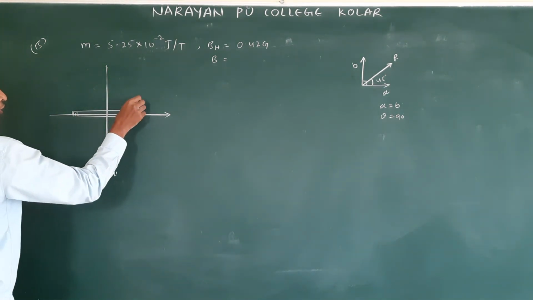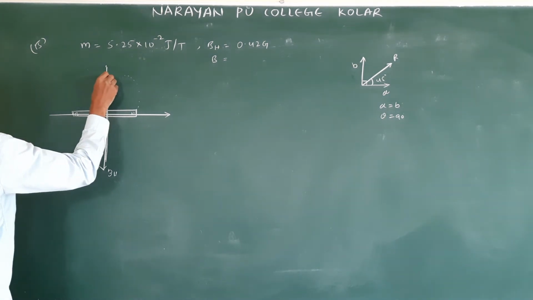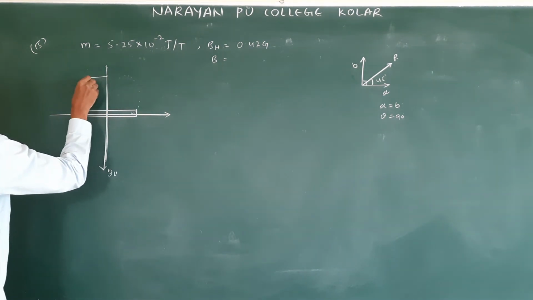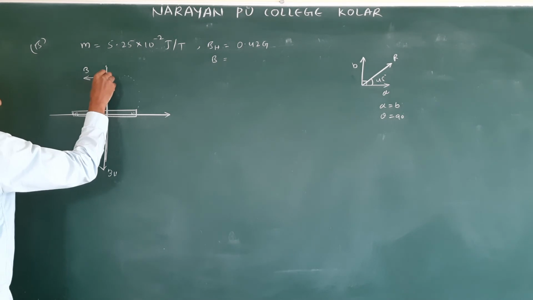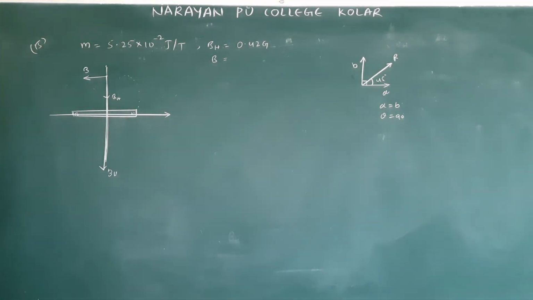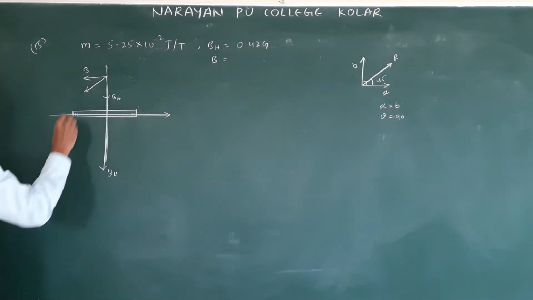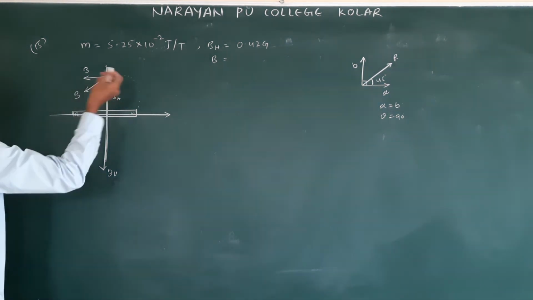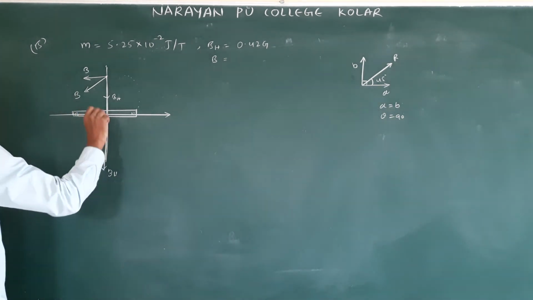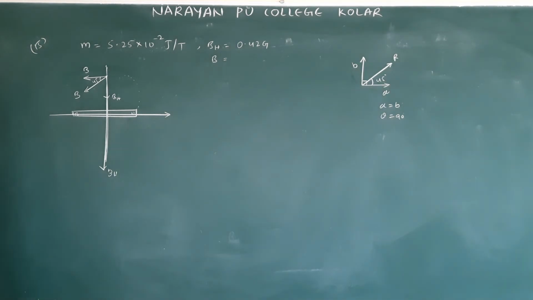So this field will act at this point. Let us say at a certain point, the field acts in this direction. This is B direction, this is BH direction. Then this resultant will be this one. This is B, which acts at 45 degrees. Clear? You take anywhere here 45 degrees, or this angle also 45 degrees. So this distance we need to find.